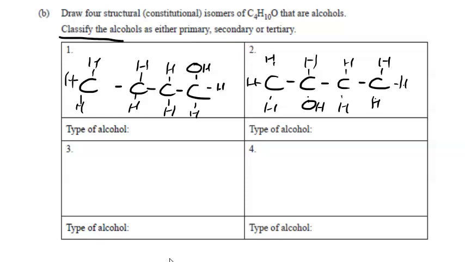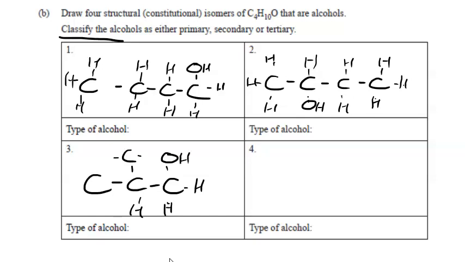Classify the alcohols. Once we've exhausted all of the straight chains, then we can start to do a branch chain. With this one, let's put the hydroxyl group off the first carbon. So this would be 2-methylpropan-1-ol, and then we could do 2-methylpropan-2-ol as well. So an OH group there and a carbon there. I'm not going to do the hydrogens there.